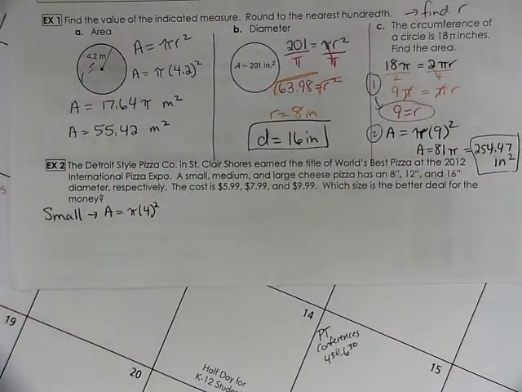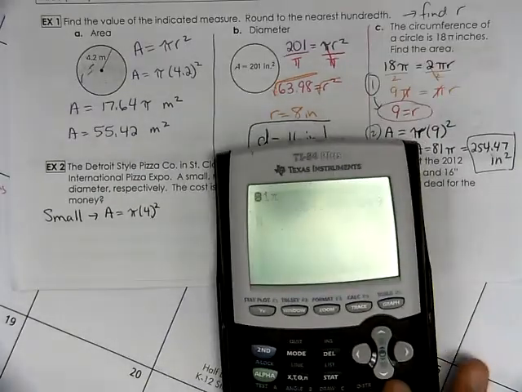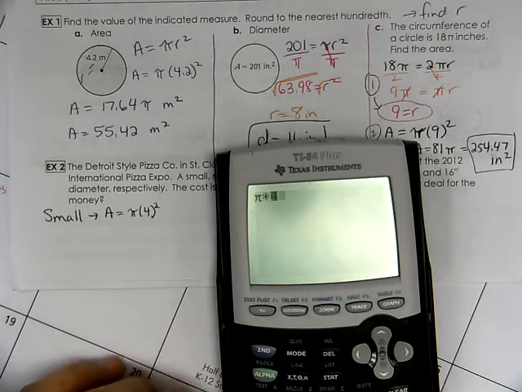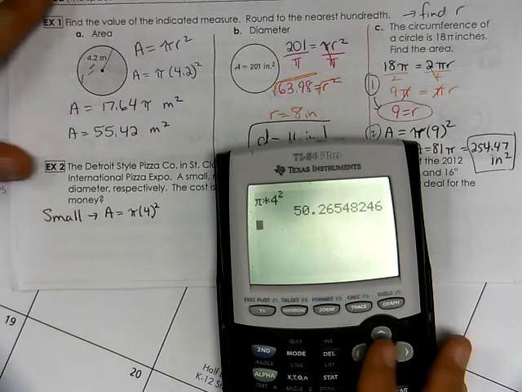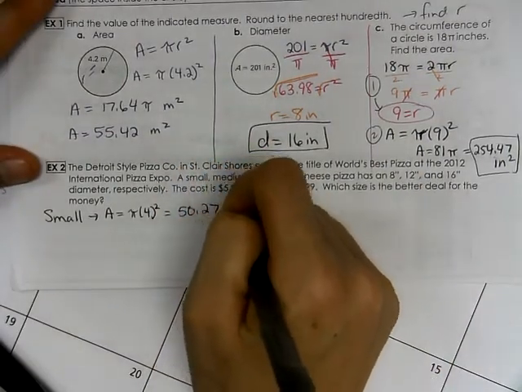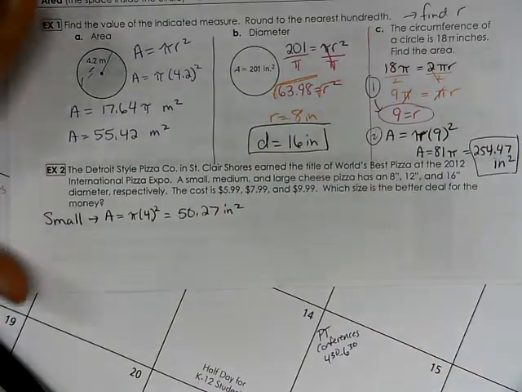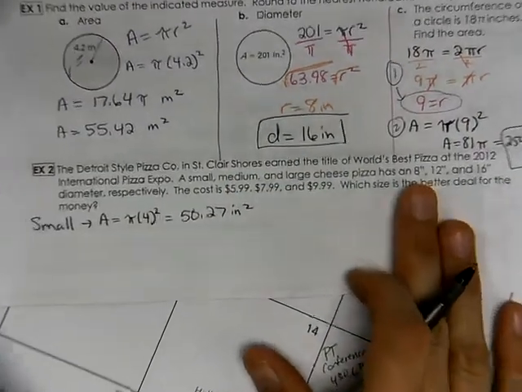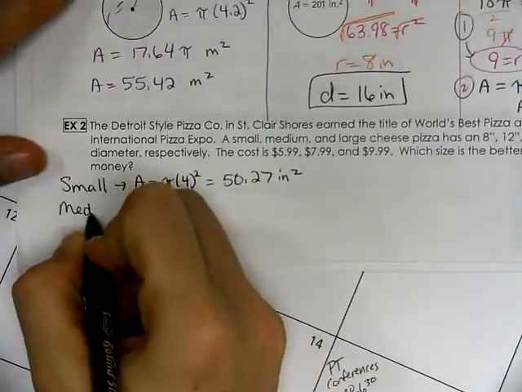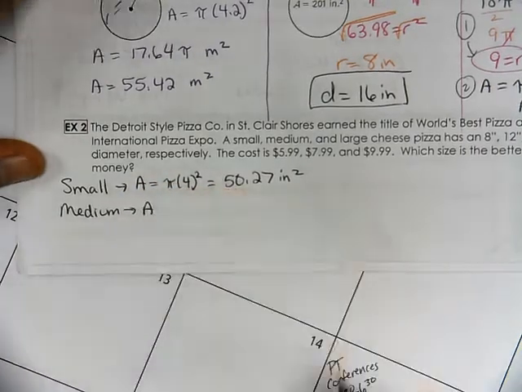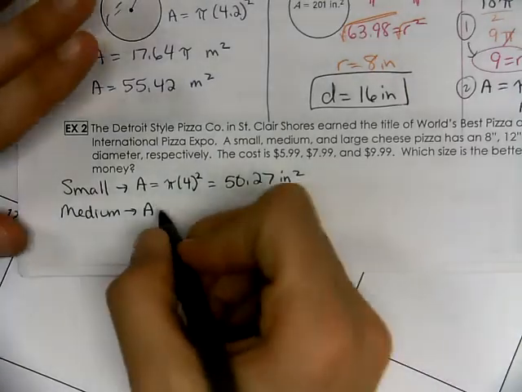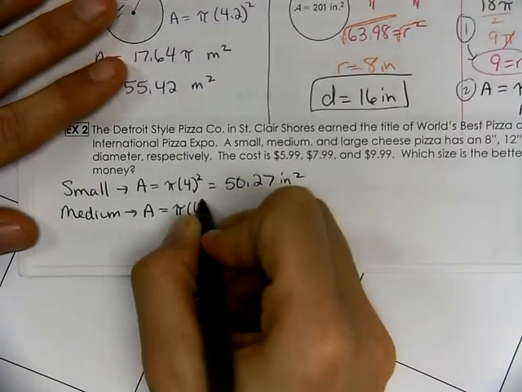This one, it's actually easier if you just find the decimal answer, the approximate answer. Pi times 4 squared, 50.27 inches squared. We're going to go ahead and find the area of all three first. The medium pizza is a 12-inch diameter. So what's its radius? 6. So pi times 6 squared.